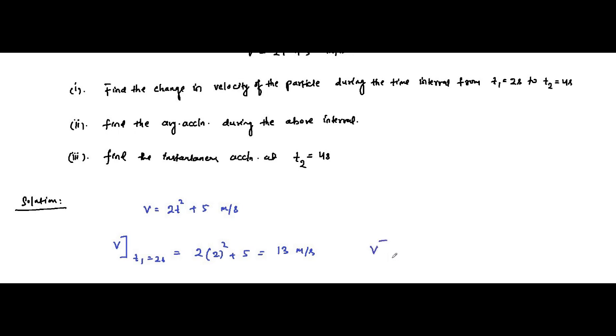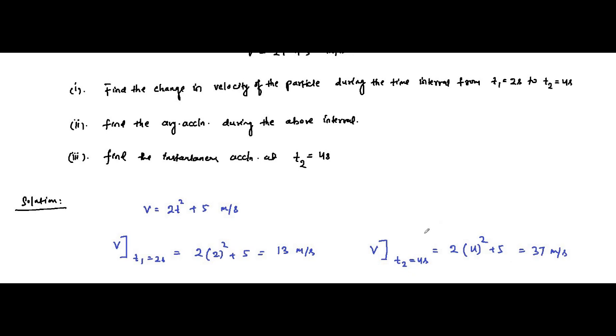Similarly, velocity at t2 equals 4 seconds: 2 into 4 square plus 5. Simply substitute t with 4. 4 square is 16, 16 into 2 is 32, plus 5, 37 meters per second.